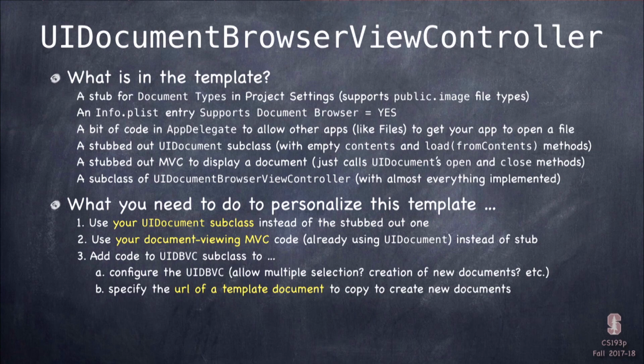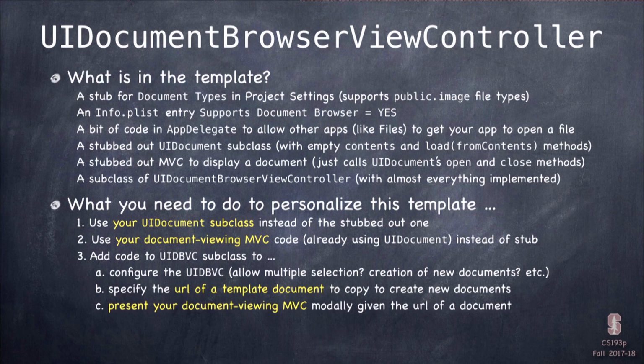You're also going to have to provide the URL of a blank document. This is so that when the user goes into the UI and says, create a new document, okay, it's got to copy some template, some blank version of your document, to be that new document. So you just have to give the URL of a blank document so that you can support document creation.